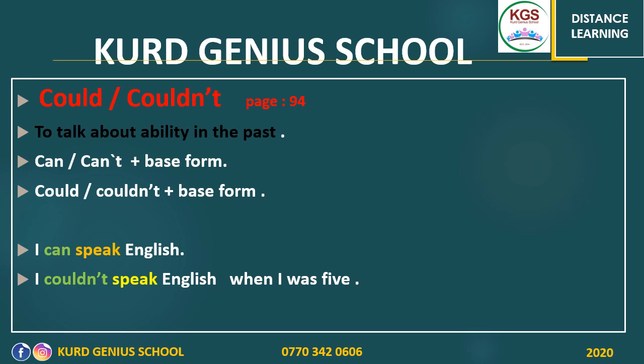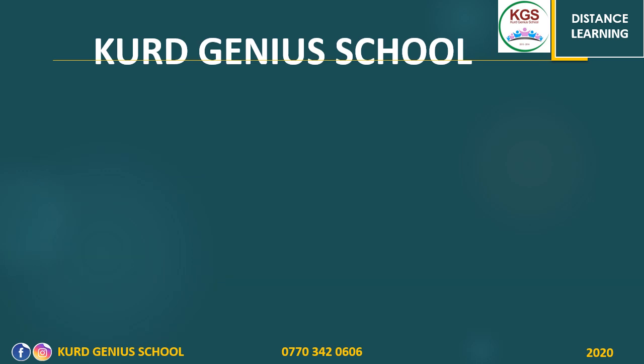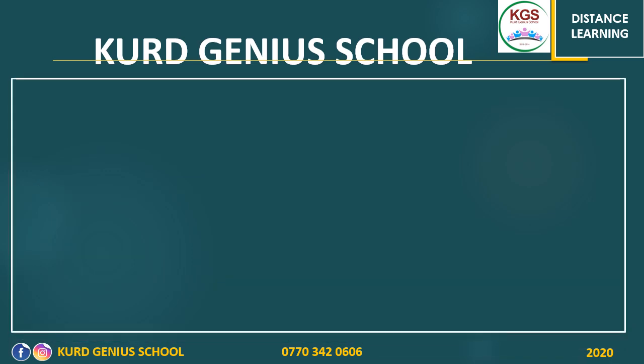So when I say I couldn't speak, I am talking about an ability that at that time I didn't have. But now I have that ability to speak English. Okay? Let's give some extra exercise. For example, we have: Tom could climb trees. When? 10 years ago. But maybe now Tom can't do this.